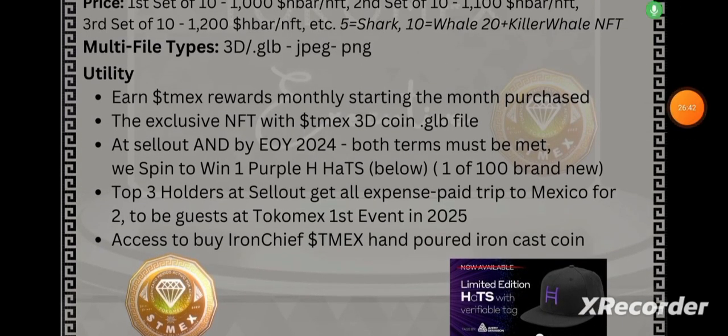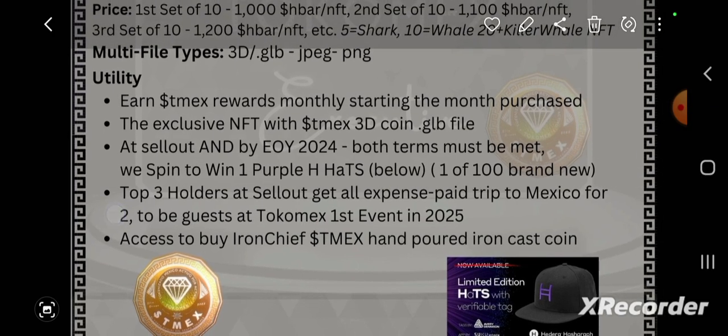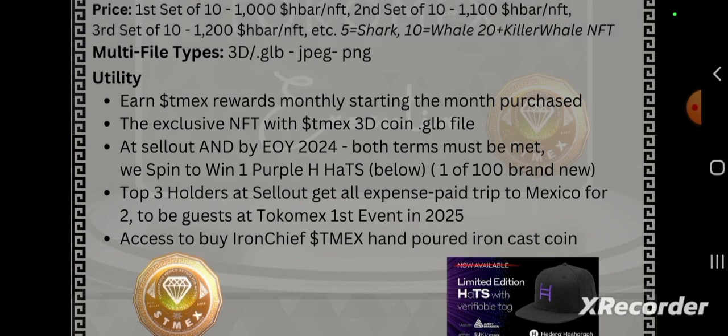The utility, again: you're going to earn Tokomex rewards monthly starting the month purchased. Also, this is an exclusive NFT, the only one that has the 3D coin, the one that you see in the bottom left corner, the Tokomex TMEX coin. So there will be only 222. It'll be one of the files. That's really cool. It's pretty exclusive.